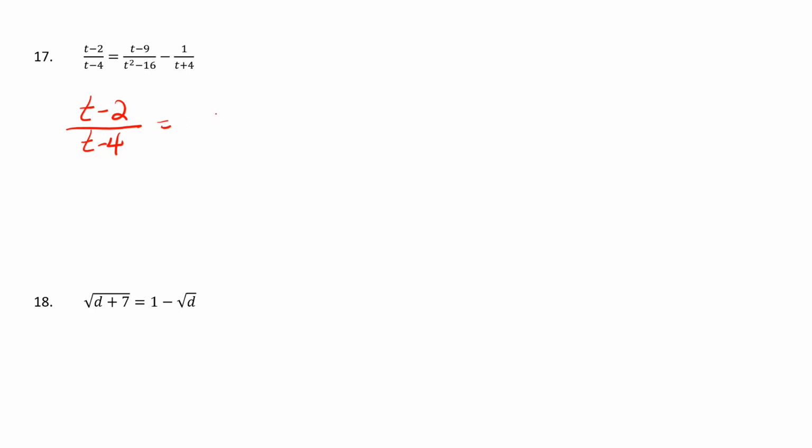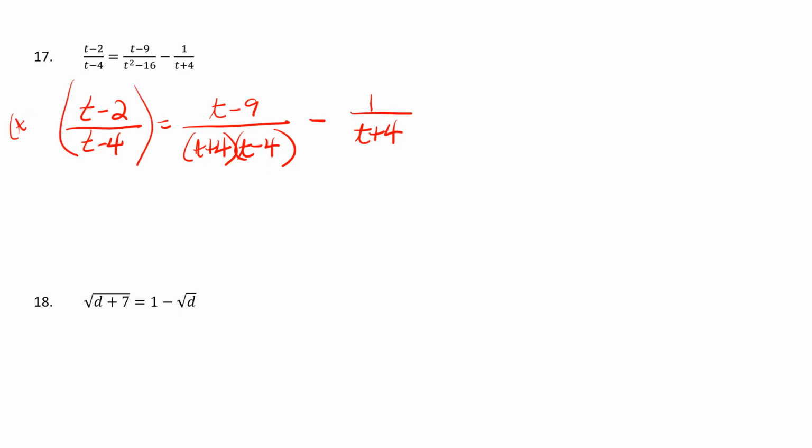All right, this is equal to t minus 9. That's another way you could do your t, over t plus 4, t minus 4. Difference of squares, minus 1 over t plus 4. So this equation, the common denominator of these three fractions is going to be t plus 4, t minus 4. So we're going to multiply both sides by t plus 4, t minus 4.